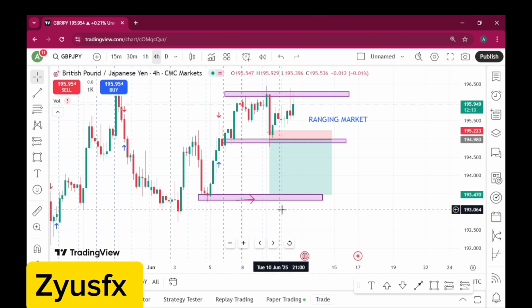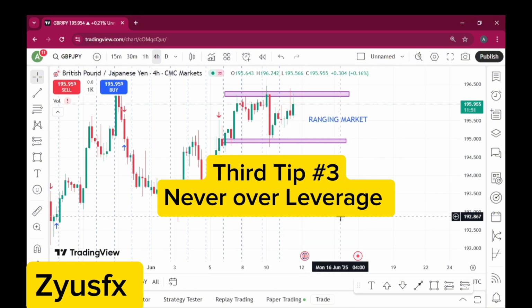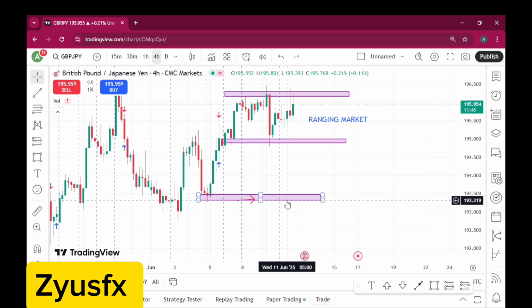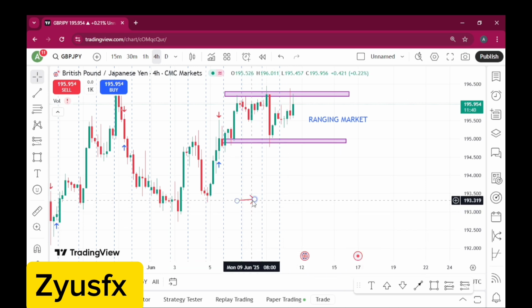So let's move on to the next tip, which is never over leverage when setting your TP. Try to use the risk to reward ratio. Don't over leverage. Don't risk $100 to make $50.